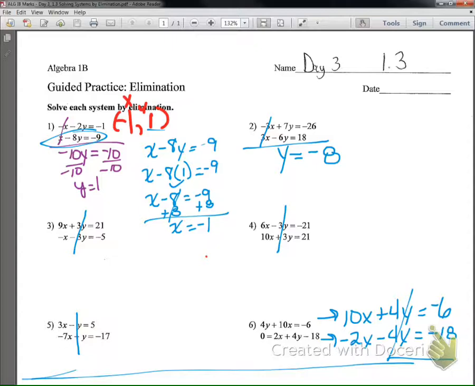Okay, to look at problem number 3, let's do the same step on all these problems here. We're just combining our like terms together. 9x and negative x, those are opposite signs, so you subtract. 9 minus what? Well, what is it? Remember the 1? So 8x, and it stays positive because the 9 is positive. 21 minus 5. 16.